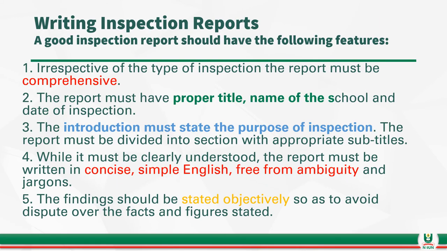Writing inspection report. A good inspection report should have the following features. Irrespective of the type of inspection, the report must be comprehensive. The report must have proper title, name of the school, and date of the inspection. The introduction must state the purpose of the inspection. The report must be divided into sections with appropriate subhead titles. While it must be clearly understood, the report must be written in concise, simple English, free from ambiguity and jargons. The findings should be stated objectively so as to avoid dispute over the facts and figures stated.